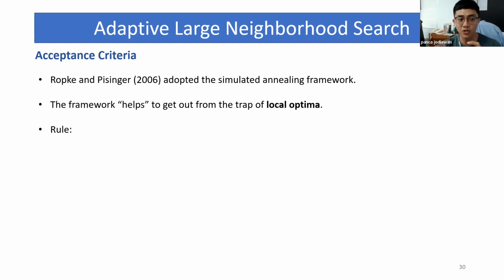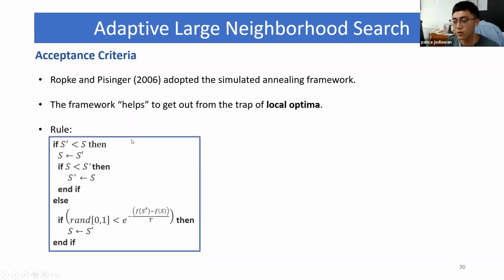That solution, will we accept it or not? That's what we will talk about here in the acceptance criteria. Professor Ropke and Pisinger in 2006 adopted the simulated annealing framework. I hope maybe you have heard about the simulated annealing framework. This framework helps to get out of the trap of the local optima. What is the rule? So I write it down here.